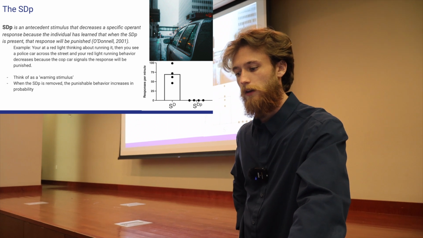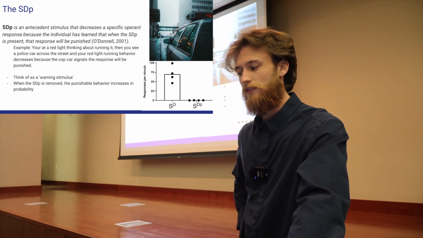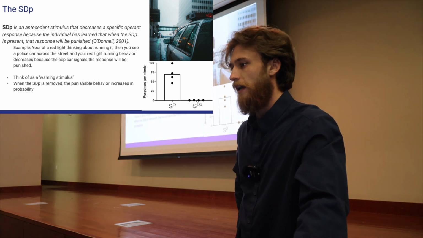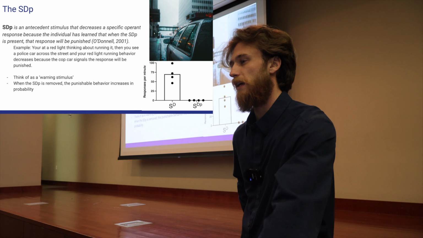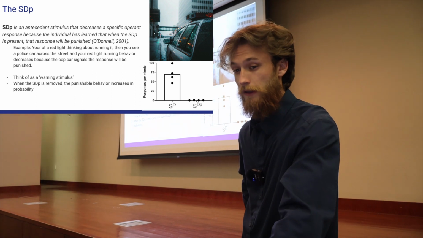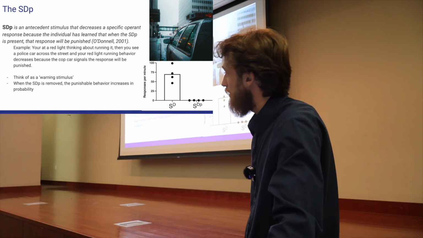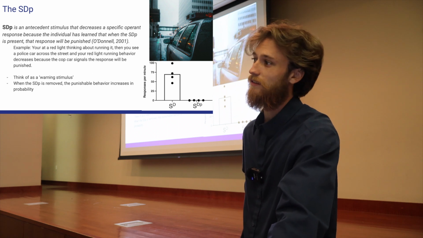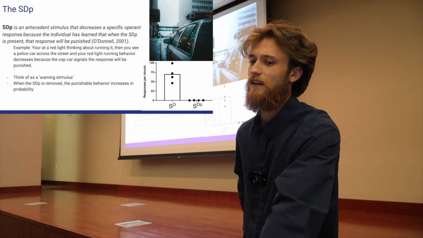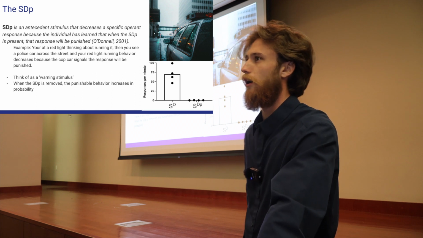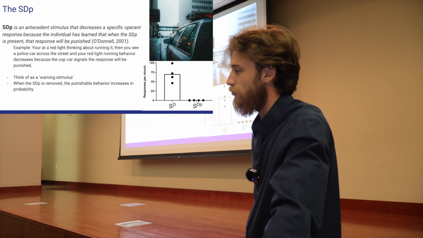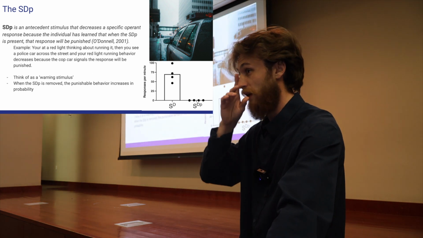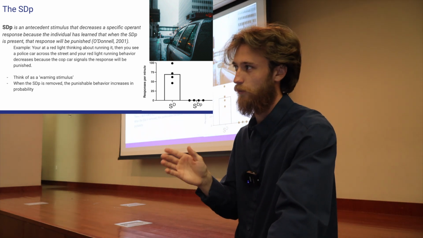Now we talked about when the discriminative stimulus signals behavior will be reinforced, how the S delta signals behavior will not be reinforced. Then we have the stimulus, the SDP. So this is an antecedent context that decreases the specific operant behavior because the individual has learned that in the presence of this SDP, that response will be punished.